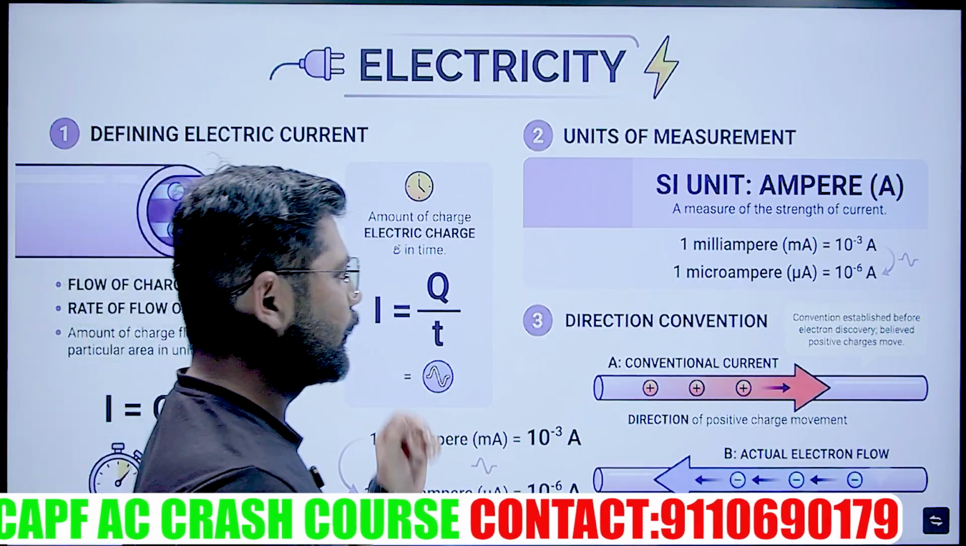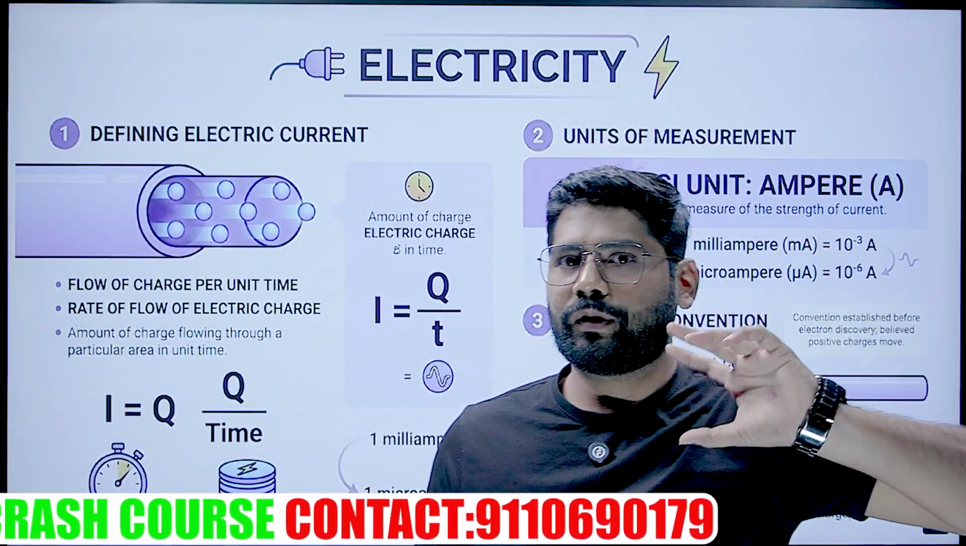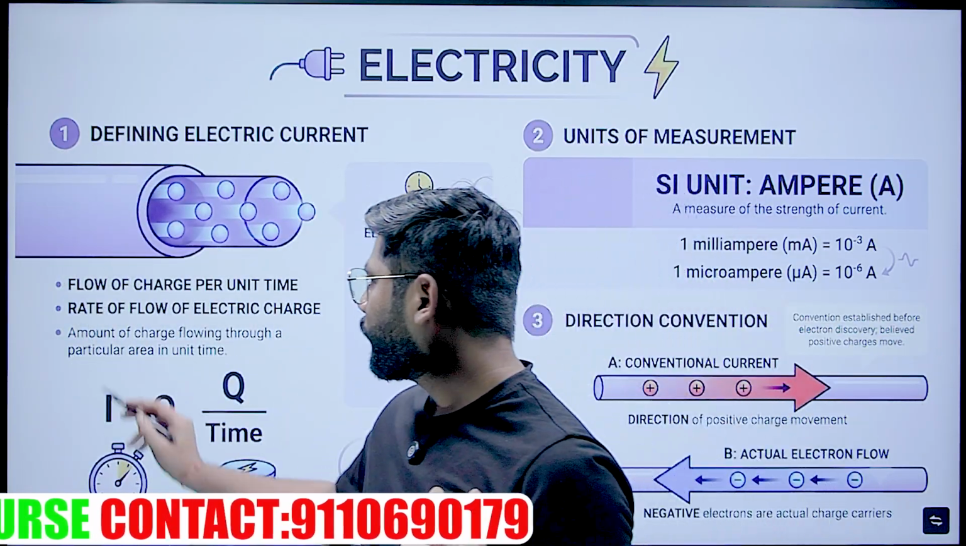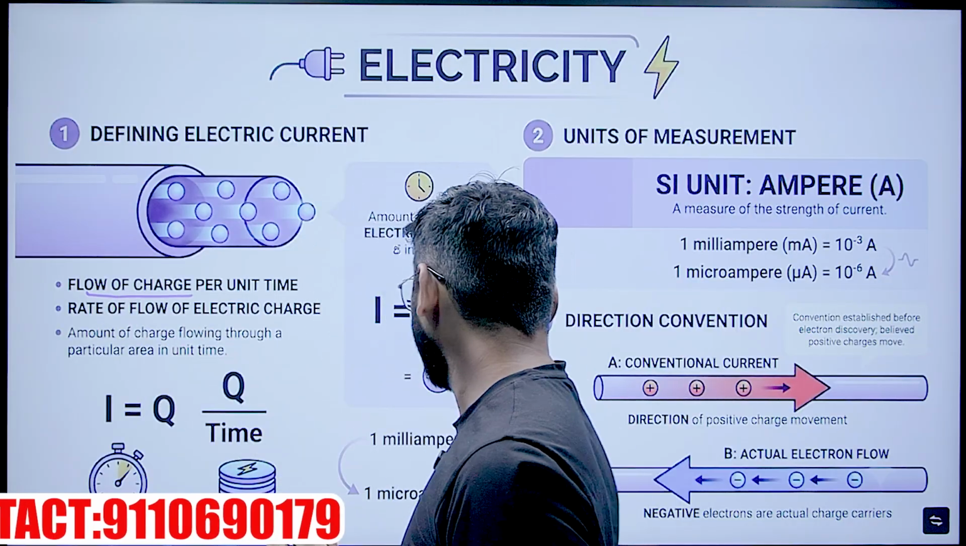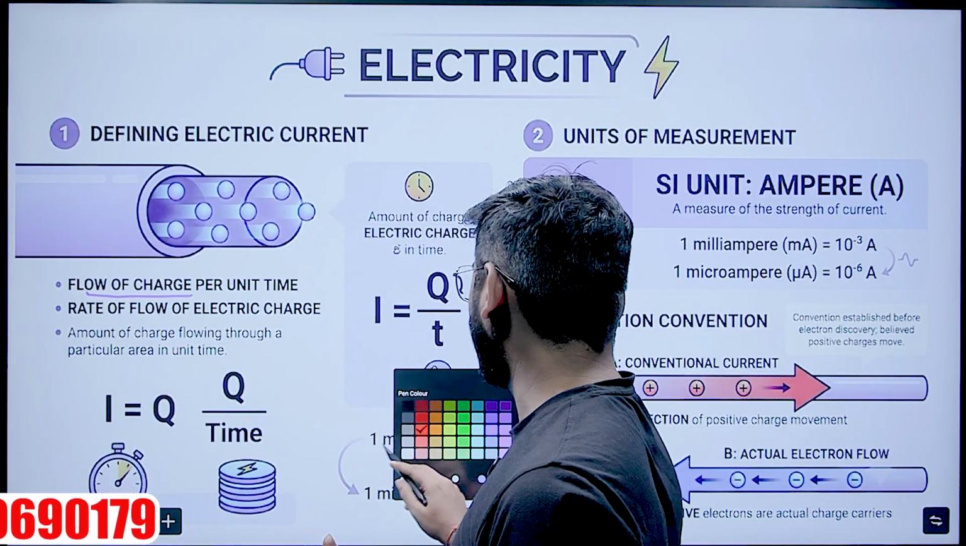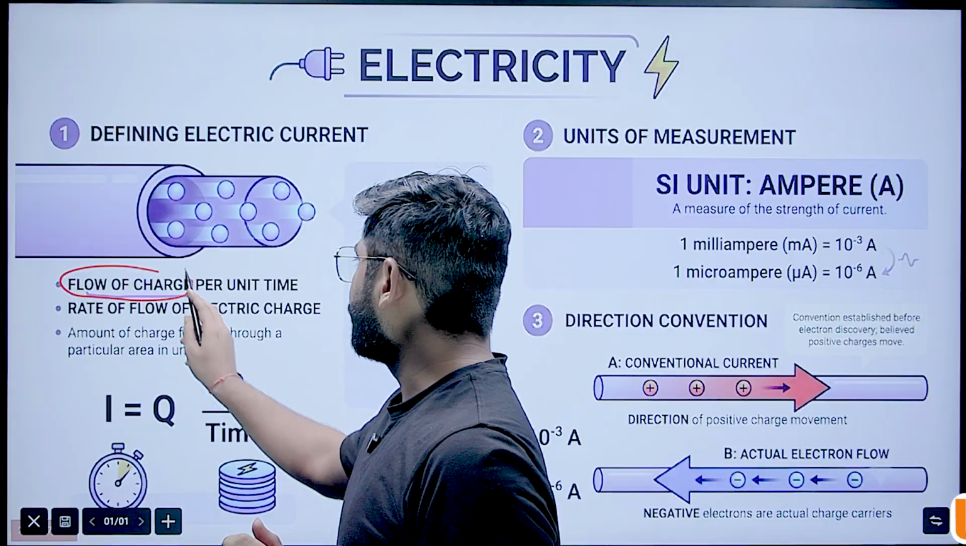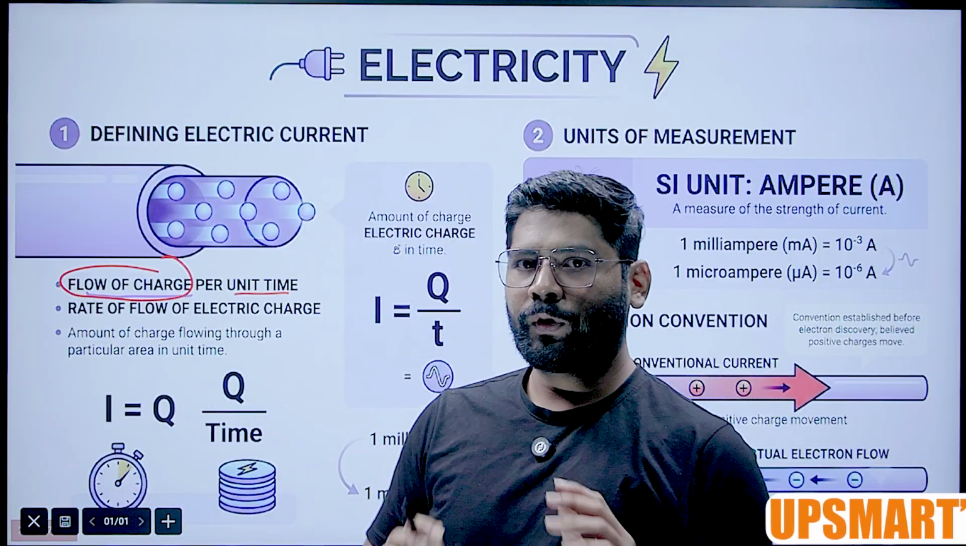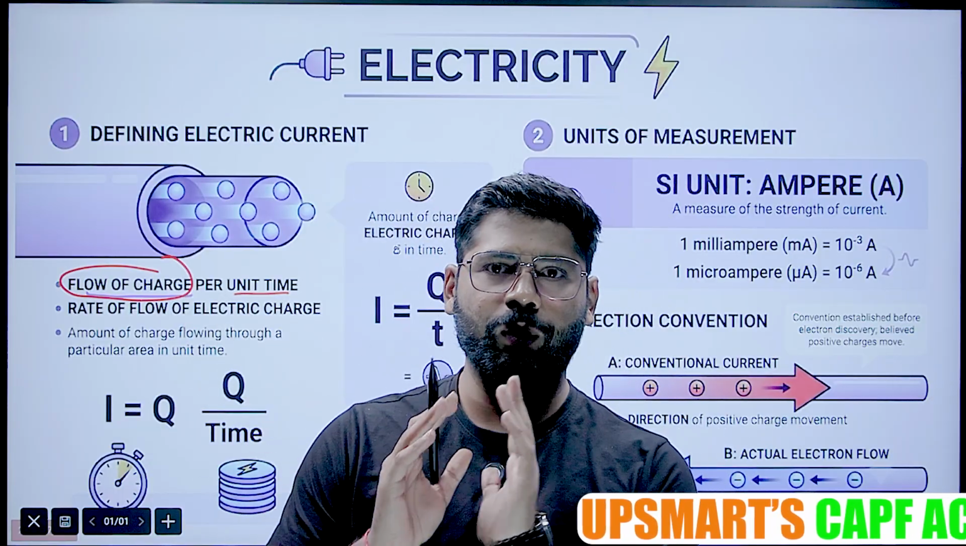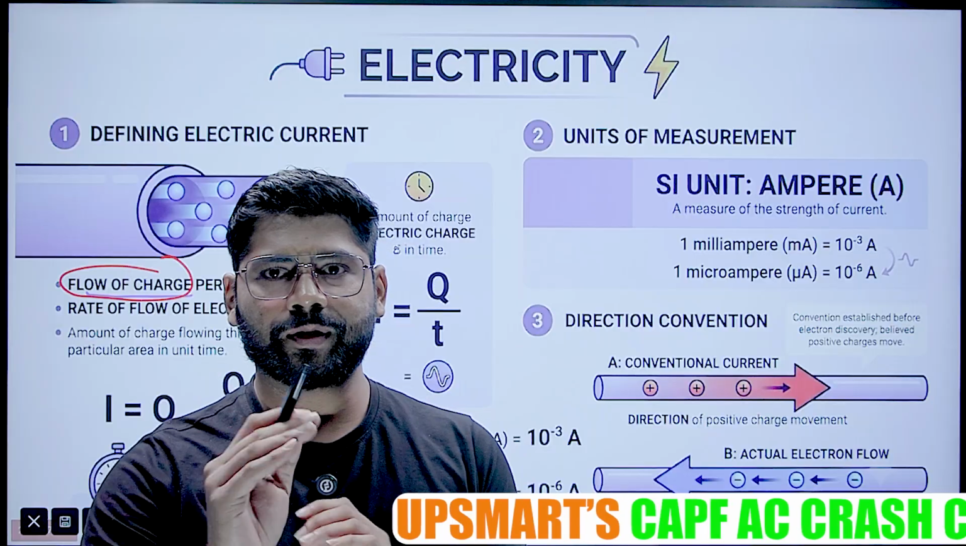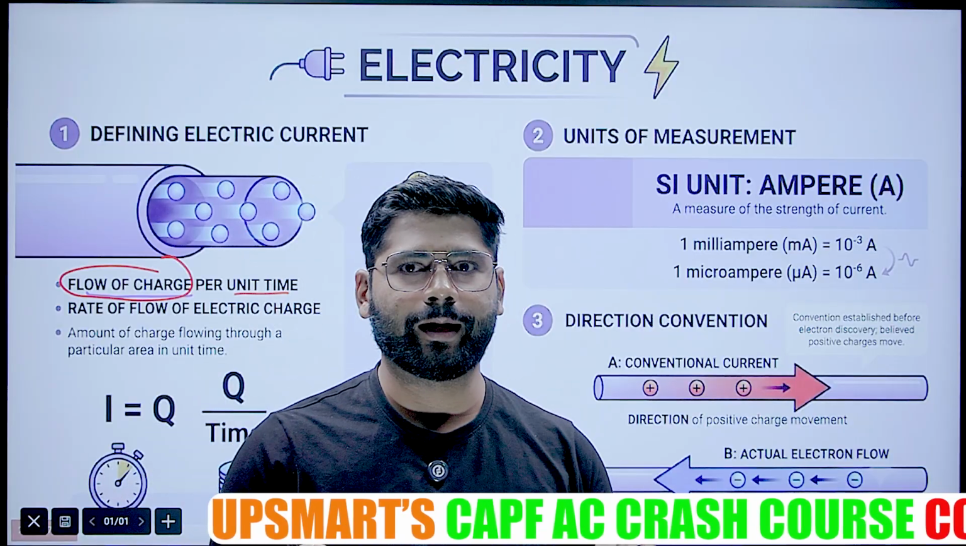What is electricity? In simple words, it is a flow of charge. It is flow of charge per unit time, within a particular unit time. Say, per 1 minute, how many electrons can flow? That is nothing but electricity.